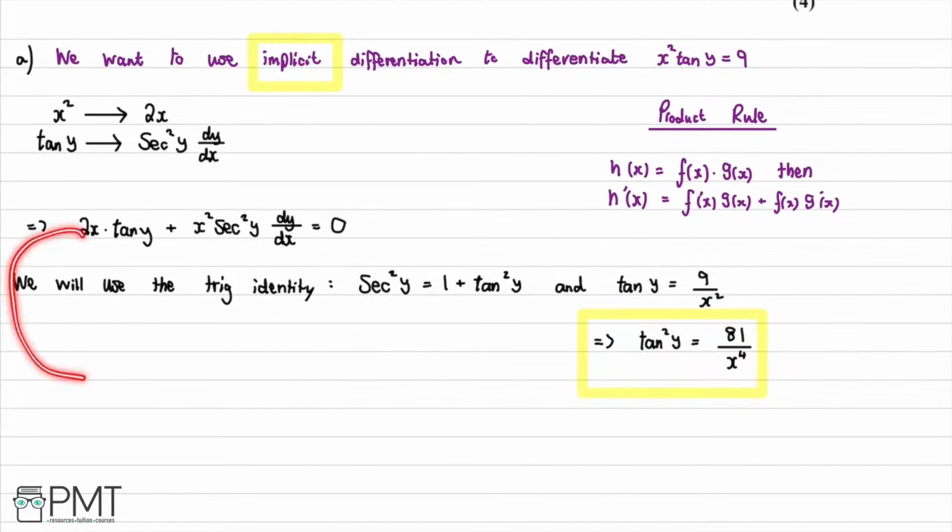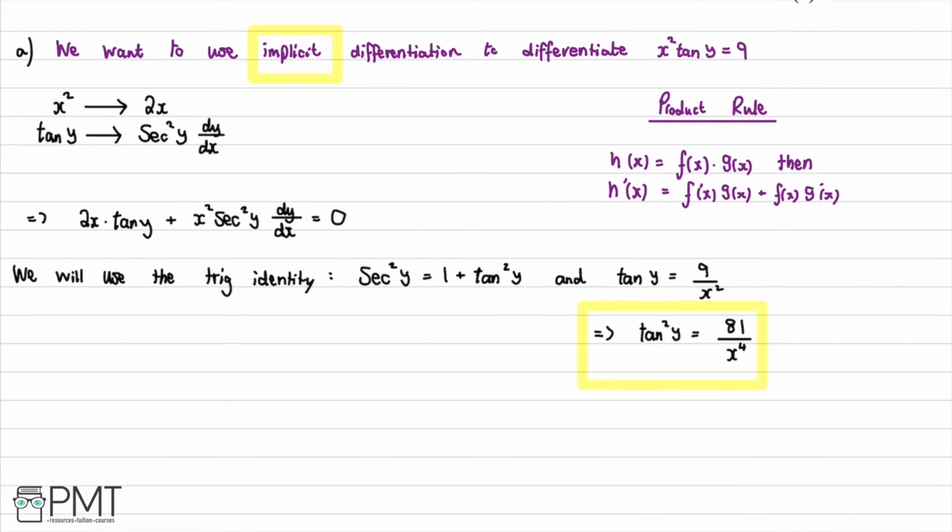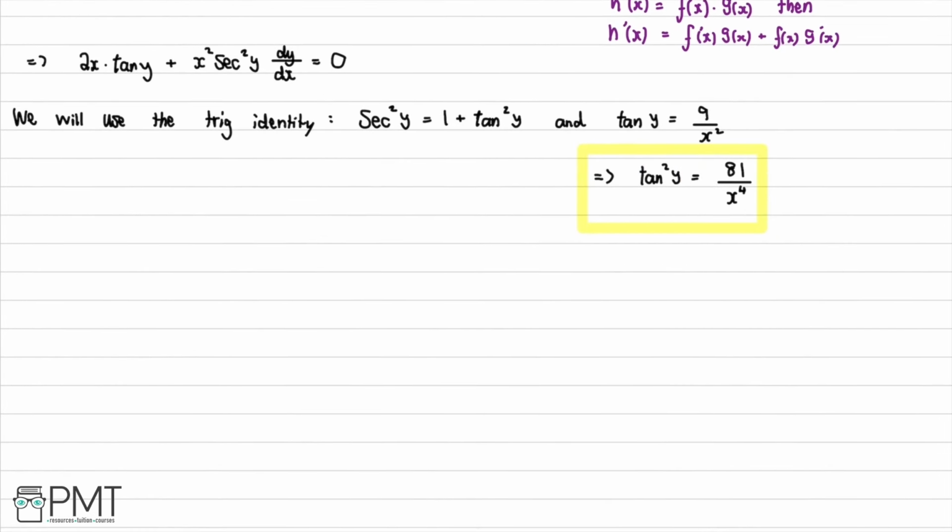So we can now take this expression and substitute it in. This helps us because we now have an expression for our y term, but in terms of x. So this is good. We take this expression down, and our 2x will stay the same. We multiply it by tan y, which is now equal to 9 over x squared. So we have 9 divided by x squared. And then we add on x squared, which stays the same. And this time, rather than sec squared y, we have 1 plus tan squared y, which is equal to 1 plus 81 over x to the power of 4. So I'll just put our brackets in there.